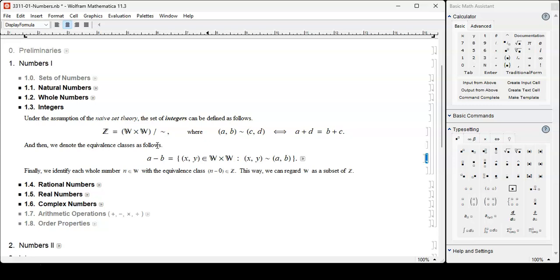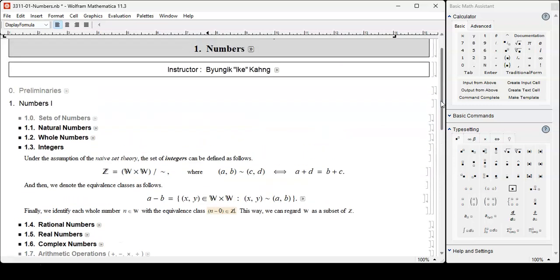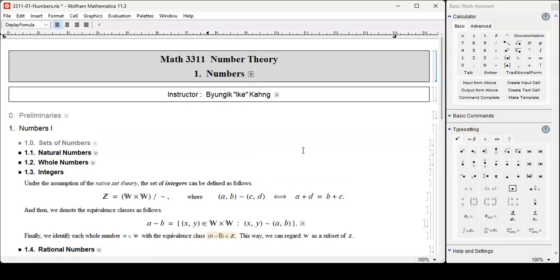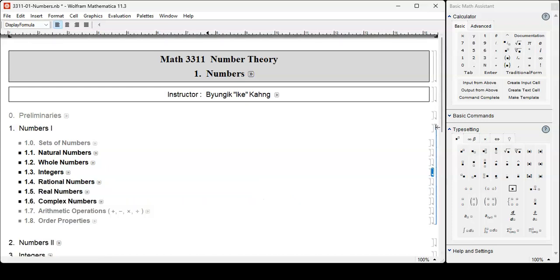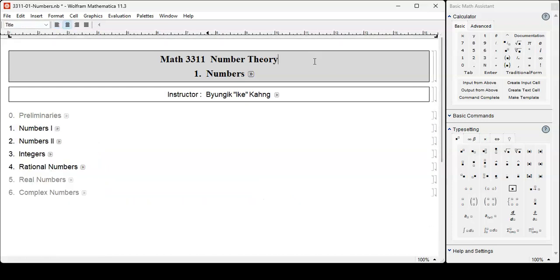Now we can identify each whole number with the equivalence class n minus 0 in Z, and this way we can regard W as a subset of Z. Now, does it make sense? According to this construction, W is not a subset of Z. Z is a quotient set of W cross W, so they are very different. But we can do appropriate identification. Roughly speaking, this is what we are doing.